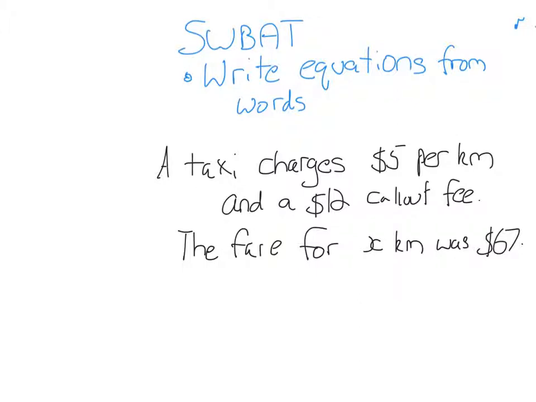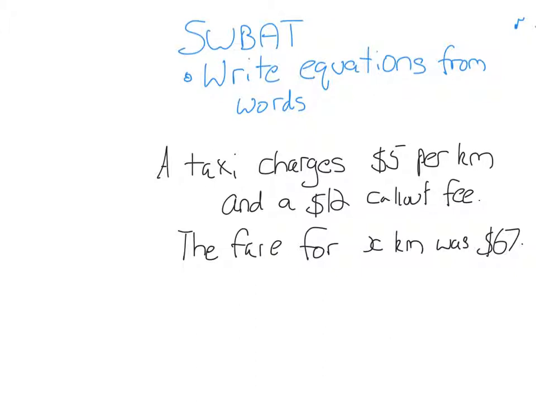A taxi charges $5 per kilometre and a $12 call-out fee. Remember, we went through this. This just means that they charge $12 to come and pick you up, and then they charge you $5 per kilometre. So if the fare, the total journey costs $67, I want to write this as an equation.